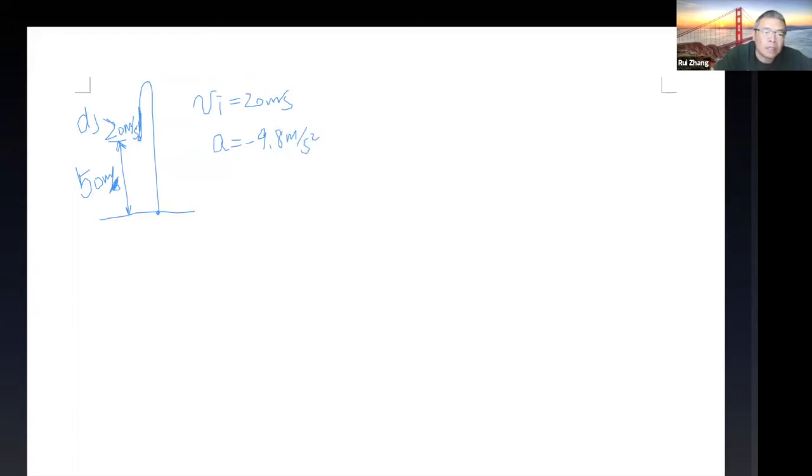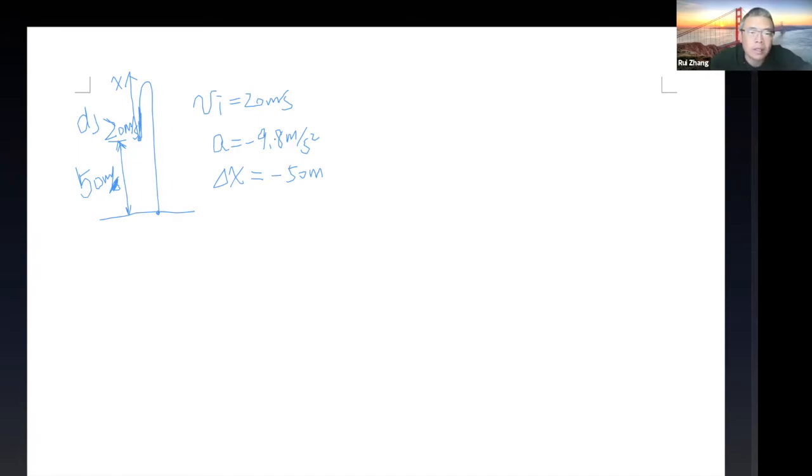The third piece of information we know here is the displacement, because this is your initial position and final position. But notice that because of the definition of our positive direction, the displacement here is negative, okay? So it's negative 50 meters. Remember, displacement is defined as final position minus initial. So we know these three pieces of information, okay?